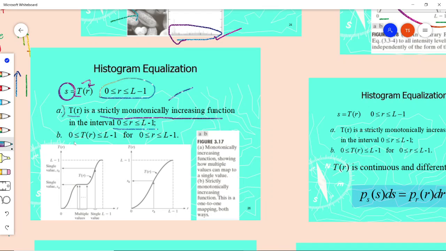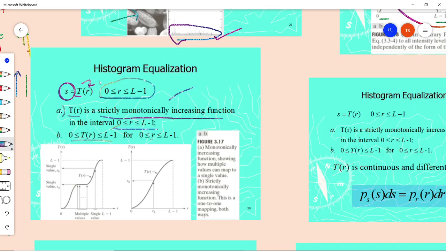And we are defining the transformation function. So from this postulate, the range of the transformation function is also 0 to L minus 1. Same applies for R values, means the intensity values, 0 is less than or equal to R is less than or equal to L minus 1.